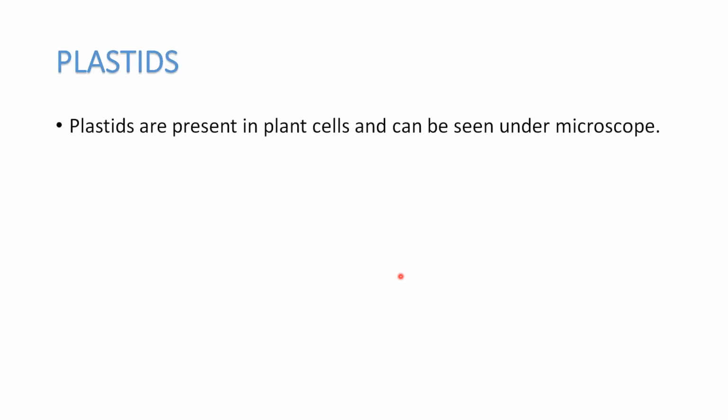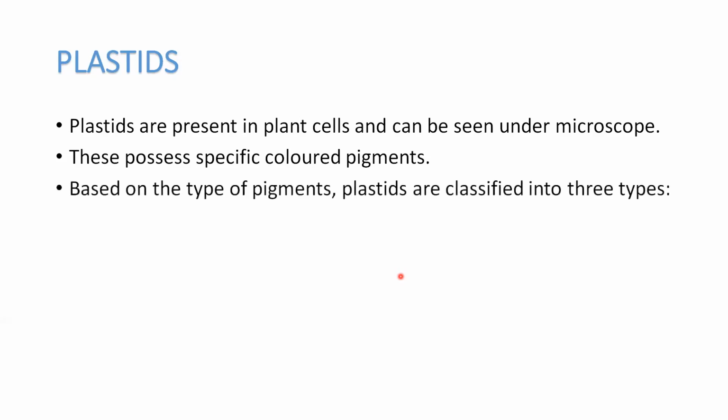So coming to the plastids. What are plastids? Plastids are present only in plant cells and they can be seen under a microscope. These cell organelles have special protein molecules called pigments. They have some special colored molecules called pigments. Based on the type of pigments, they are classified into 3 types.